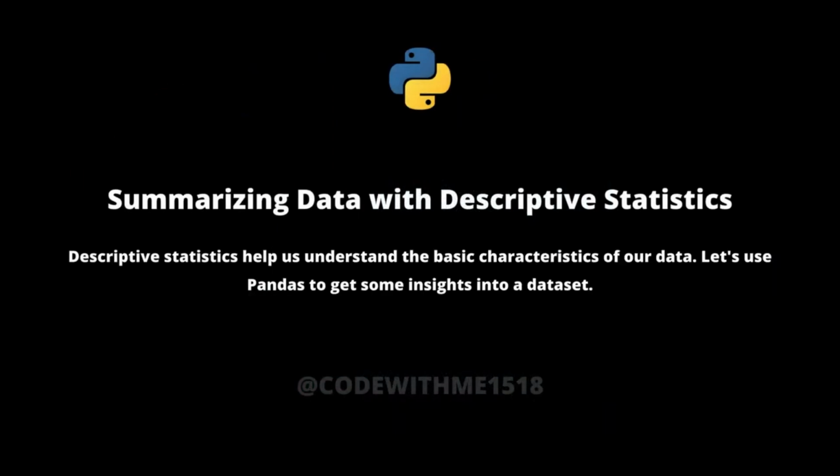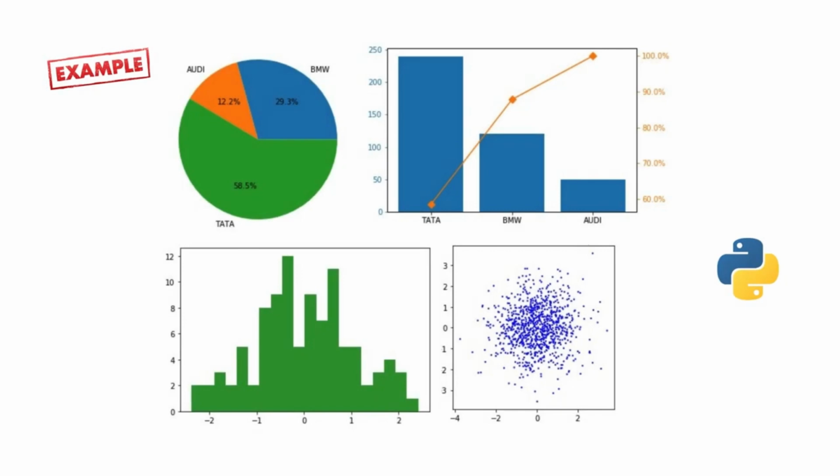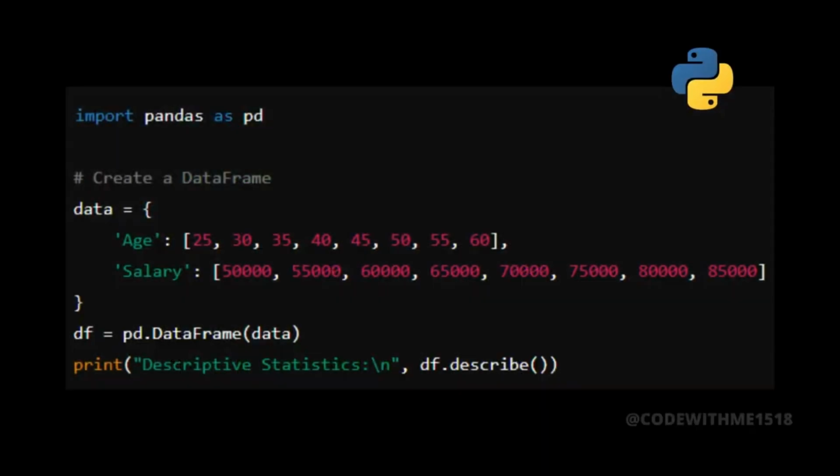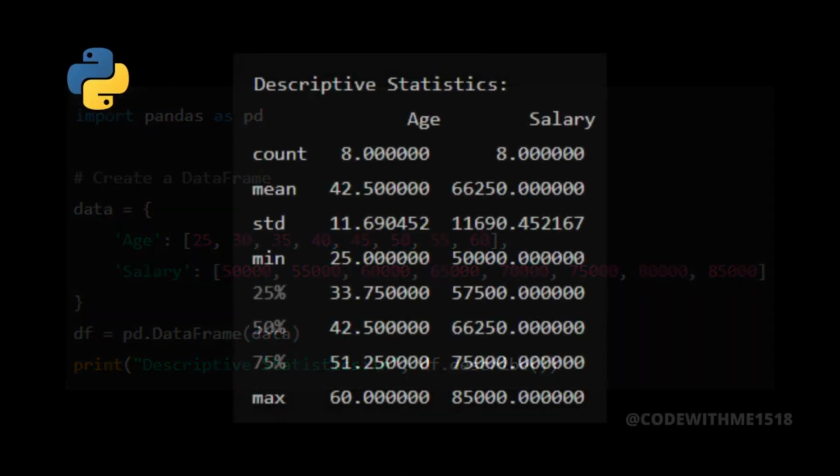Descriptive statistics help us understand the basic characteristics of our data. Let's use Pandas to get some insights into a dataset. Here's how to summarize data with descriptive statistics. Let's run the script to see the output.